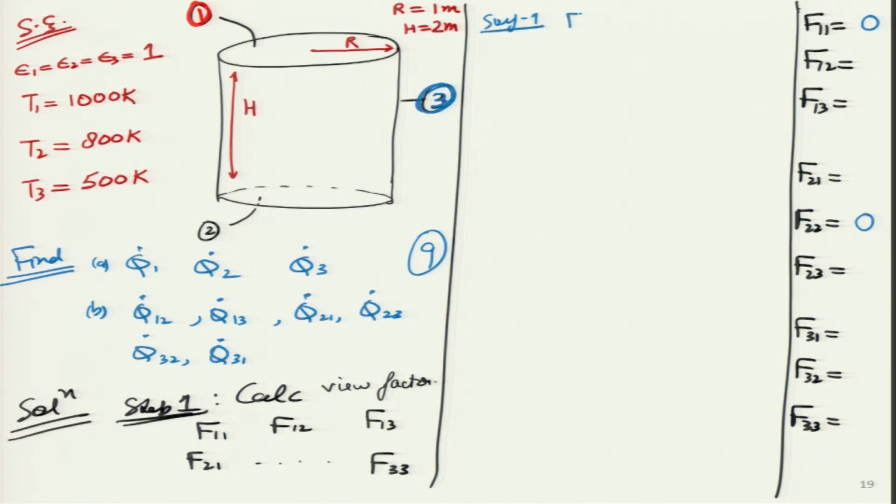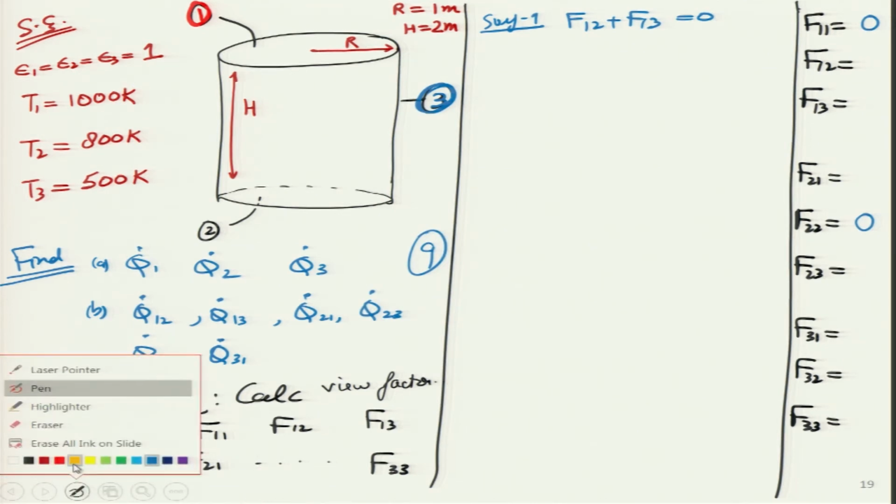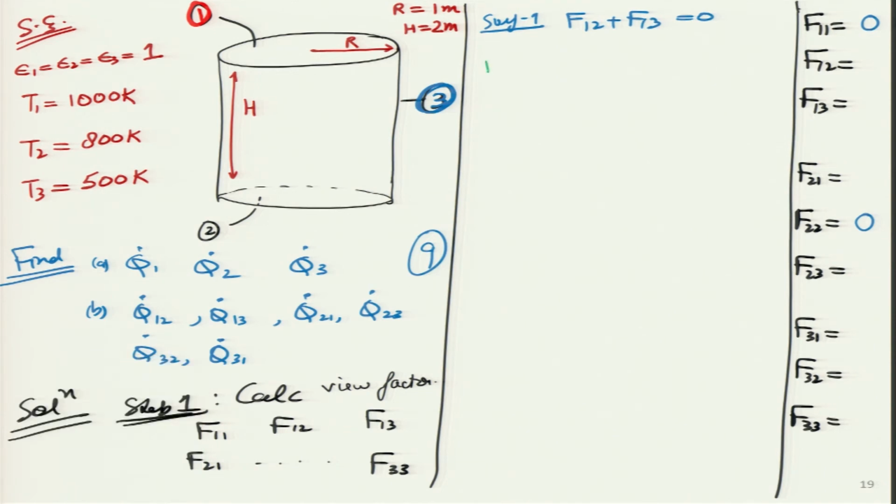Here I can write the summation rule: F12 plus F13 equals 1. Now, I do not know any of these values, which means I have to go to the table or rather that graph. So, from the graph or from the table, can I find the value of F12? All I need to remember are these two values, the R value and H value. R is 1 meter, H is 2 meters.